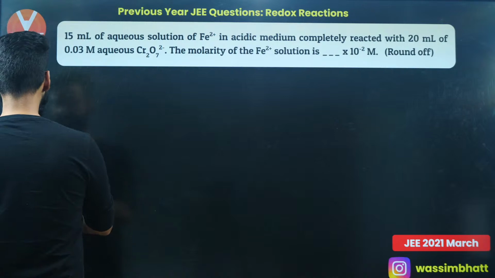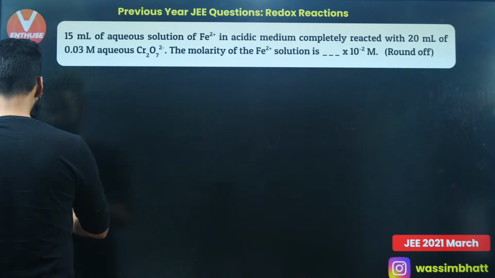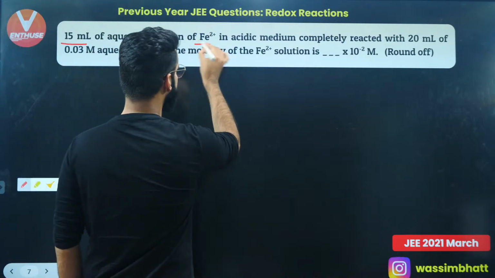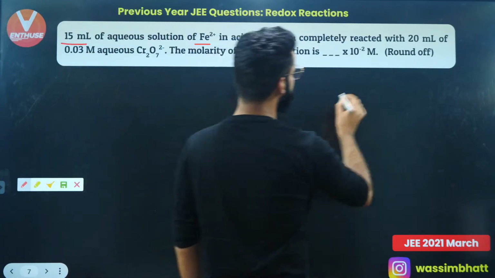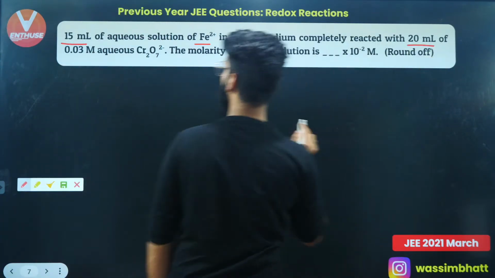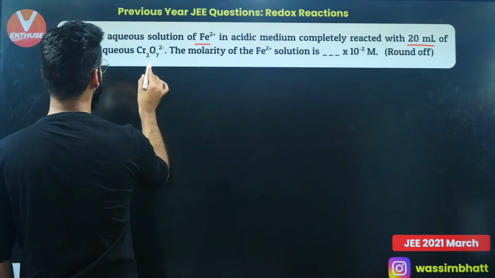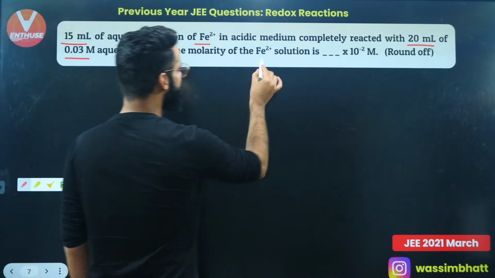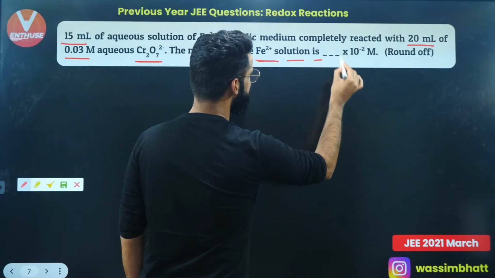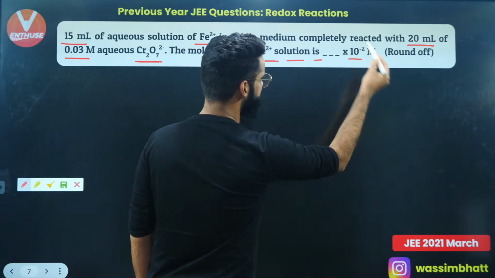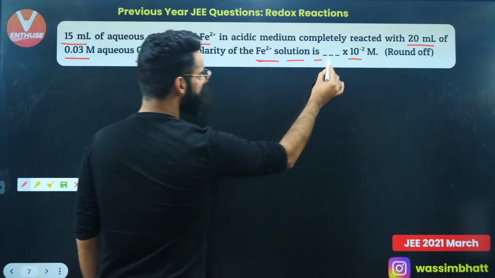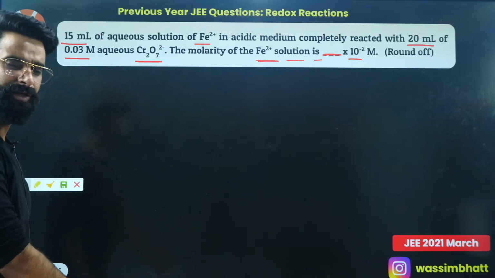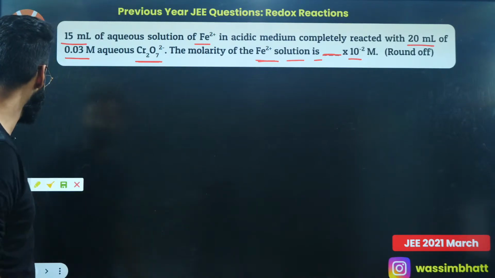It was mentioned that 15 ml of an aqueous solution of Fe2+ in acidic medium completely reacted with 20 ml of 0.03 molar aqueous Cr2O7 2-. The molarity of the Fe2+ solution is dash into 10 raised to the power -2. What is going to be this term in the dash? That's something I need to calculate. The question is from redox titration, right?